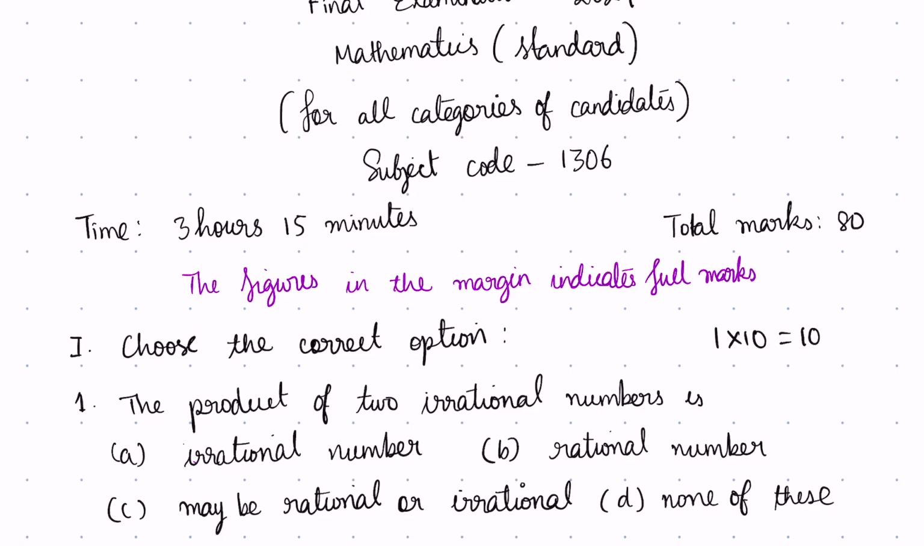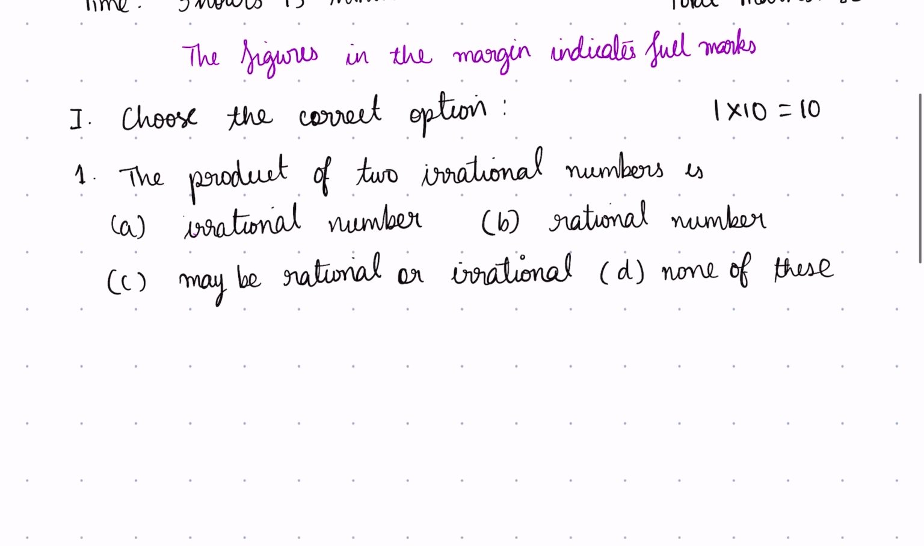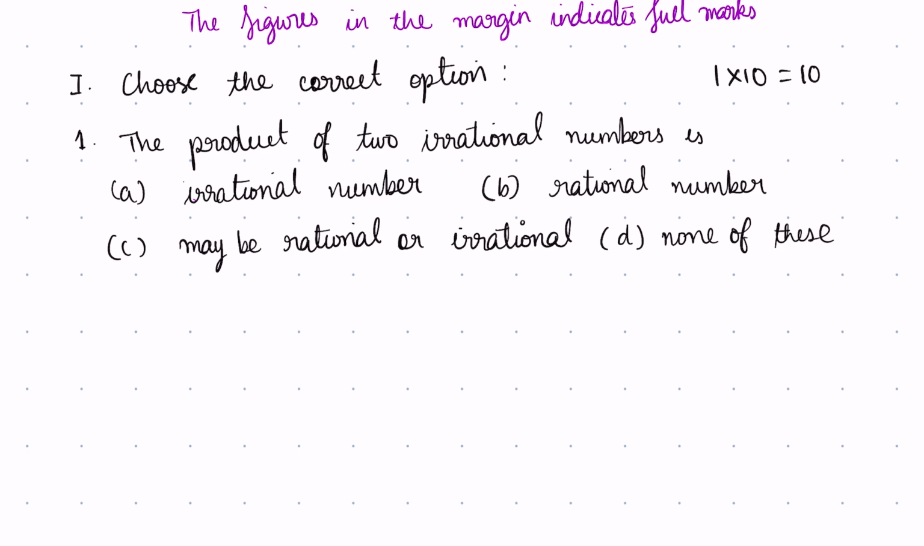Alright, let's start then. So the first question is, the product of two irrational numbers is an irrational number, maybe rational, irrational, none of this. Okay, so let's take two irrational numbers, for example. So let's take root 3. Let's take root 3 again. So let's say their product, so then this is equal to 3, right?